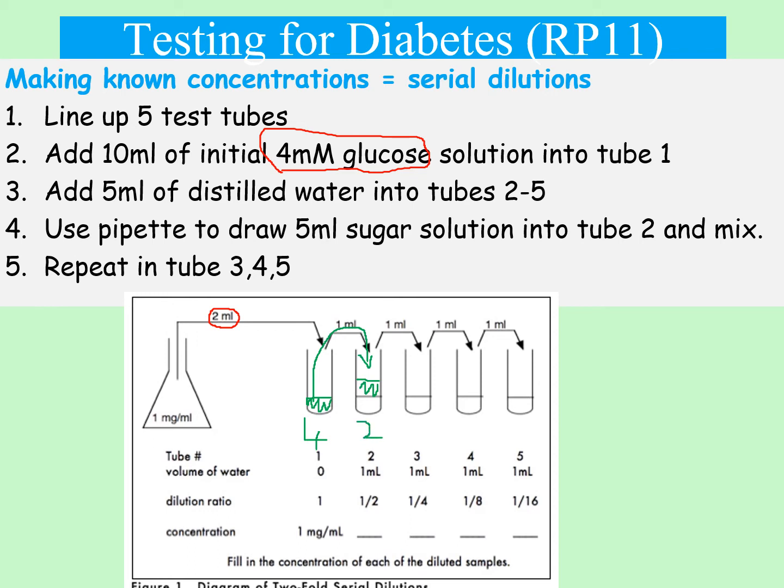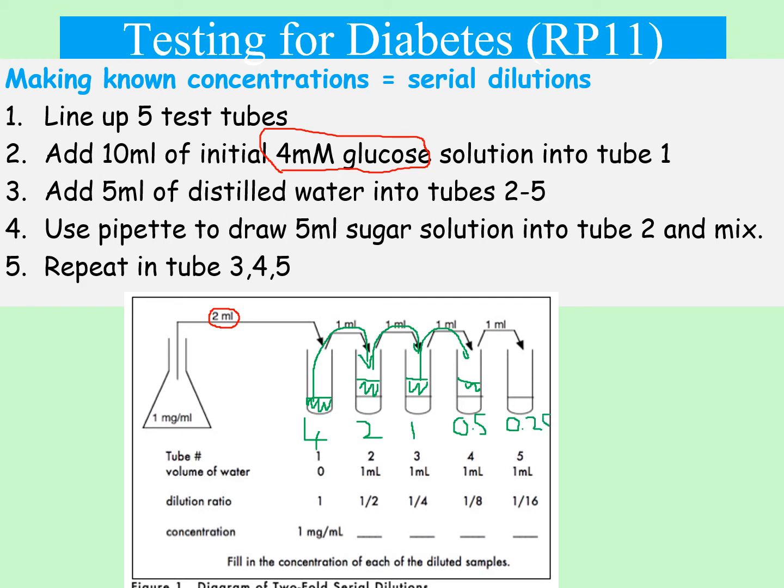I then do the same and transfer 1 milliliter of that solution into 1 milliliter of water. So the key thing is using the same volume of water and the same volume of sugar. That is then going to dilute it down to 1 millimolar. Then I'm going to do the same: mix that solution, transfer 1 milliliter, and add that to 1 milliliter of water, and that is going to dilute it again to 0.5. And so on and so on. Now you need to make sure, and this is in your AS textbook and in the A2 textbook as well, that you can actually explain that process.